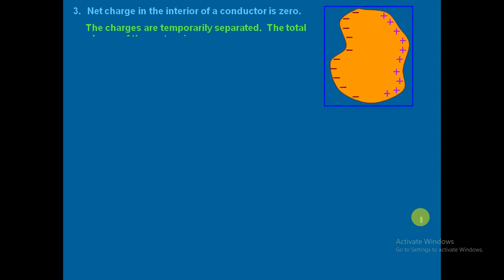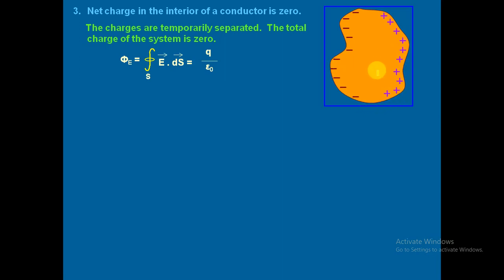So you can see here, when the charges are temporarily separated, the total charge of the system is zero. This is the condition of the conductor when it is placed in the electric field. Because of the movement of the electrons, they move towards the positive side of the electric field, leaving behind the positive charges. So these charges get separated when the conductor is placed in the electric field, and the net charge on the conductor would be zero.